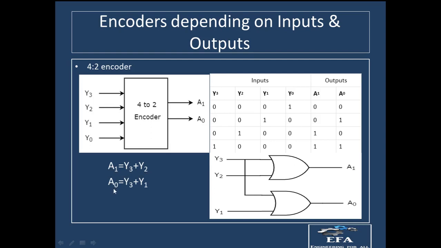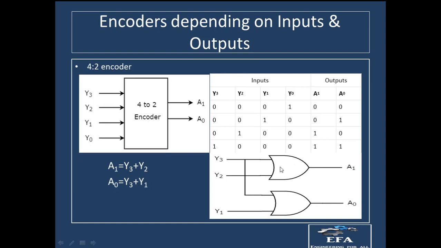Okay, so after that we have a0. What is the value of a0? A0 depends upon this one and this one, and this one is coming from y1 and this one is coming from y3. Therefore a0 will be a function of y1 and y3. Therefore a0 is equal to y3 plus y1. So you can see that we need two OR gates to make a 4:2 encoder.